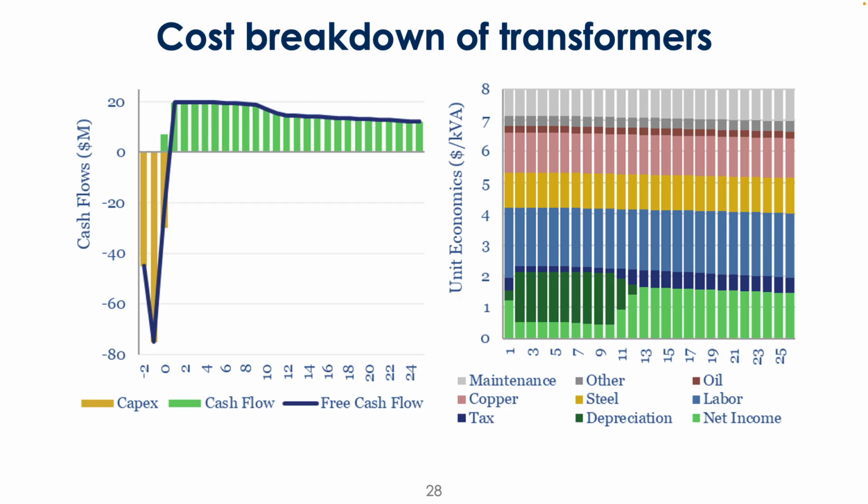Okay. Is the x-axis years? Yes. And then the cost components on a unit economics basis look something like this. So you're breaking down all of the material costs over time. Depreciation is over some set amount of time, and then you're making money back over some period of time, as these things are deployed.